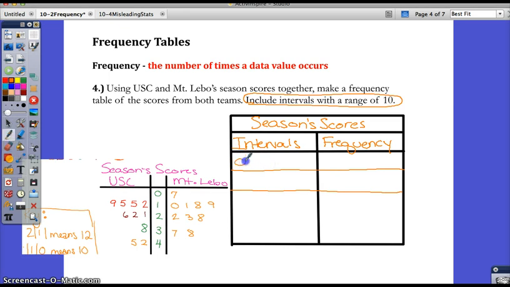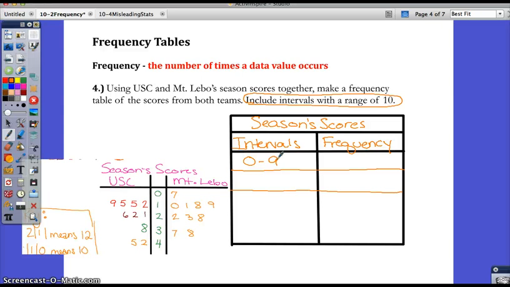And if you think about 0 to 10, how many integers are actually included within that interval? 0, 1, 2, 3, 4, 5, 6, 7, 8, 9, 10. That's actually 11 integers. So a better way of doing that would be 0 to 9. Count how many integers are within that category: 0, 1, 2, 3, 4, 5, 6, 7, 8, 9. There's 10 numbers in there.